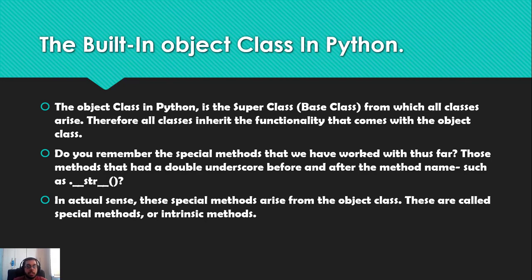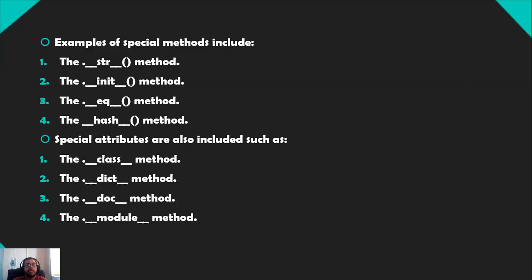Do you remember the special methods that we have worked with thus far? Those methods that had a double underscore before and after the method name, such as __str__. In actual sense, these special methods arise from the object class. These are called special methods or intrinsic methods. Examples of special methods include the __str__ method, the __init__ method, the __eq__ method, the __hash__ method. Special attributes are also included, such as __class__, __dict__, __doc__, and __module__.